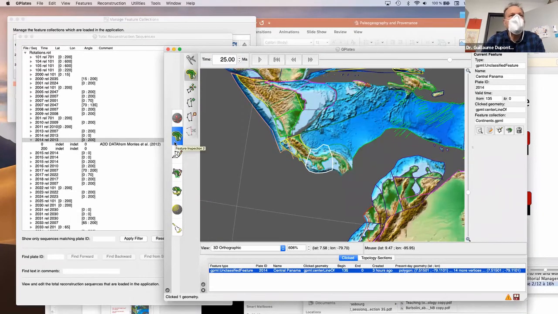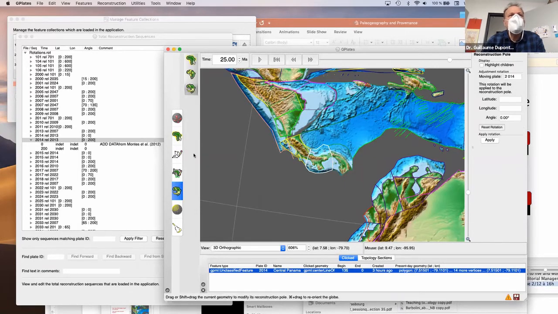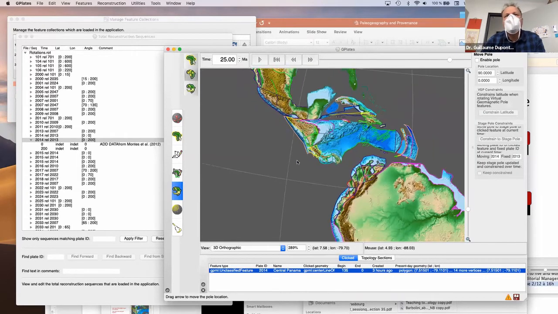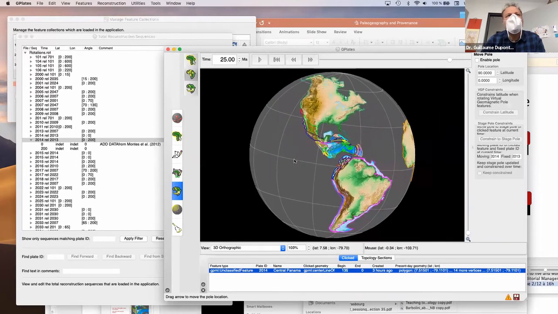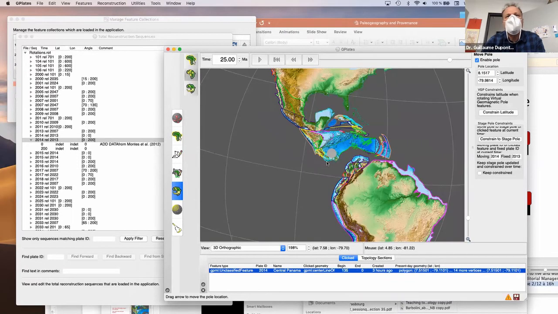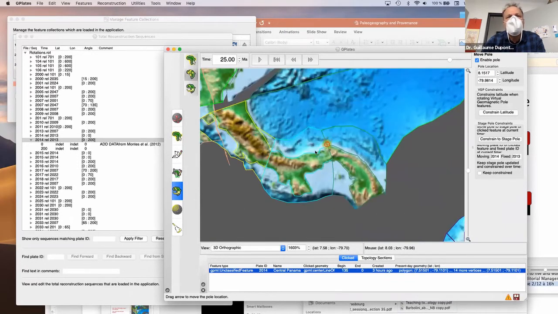So I choose the tool for rotation here. And then I need to look for the pole. So enable pole here. And I bring this pole here on my area. And then I put the pole where I want this thing to rotate.